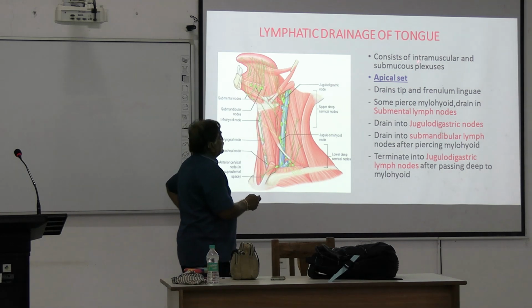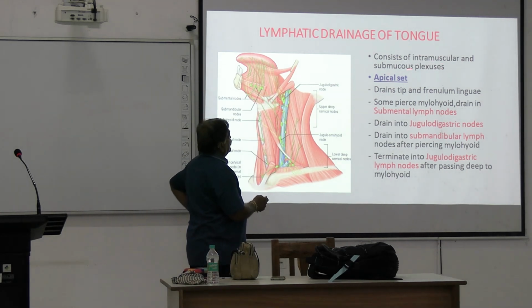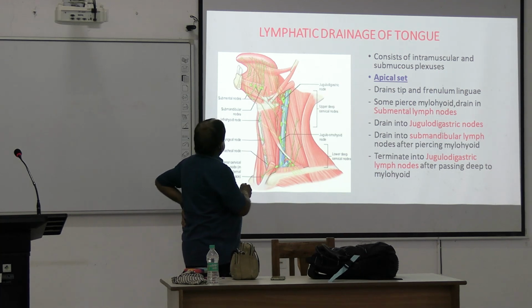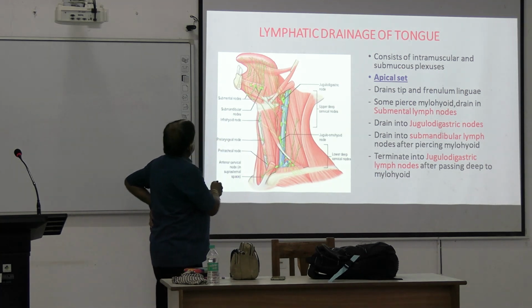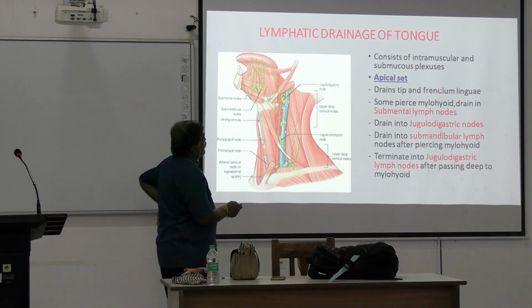Now, the lymphatic drainage of tongue consists of intramuscular and submucous plexus. Okay, the apical set drains tip and frenulum linguae. Some pass around mylohyoid and drain into submental lymph nodes, and then into the jugulo-digastric node.